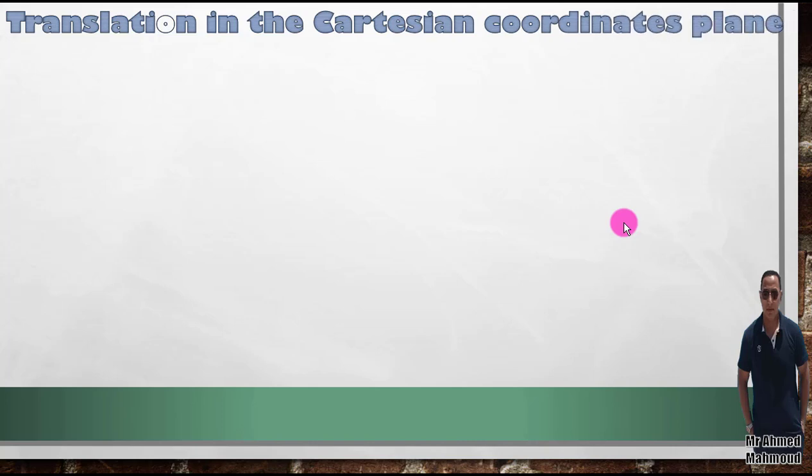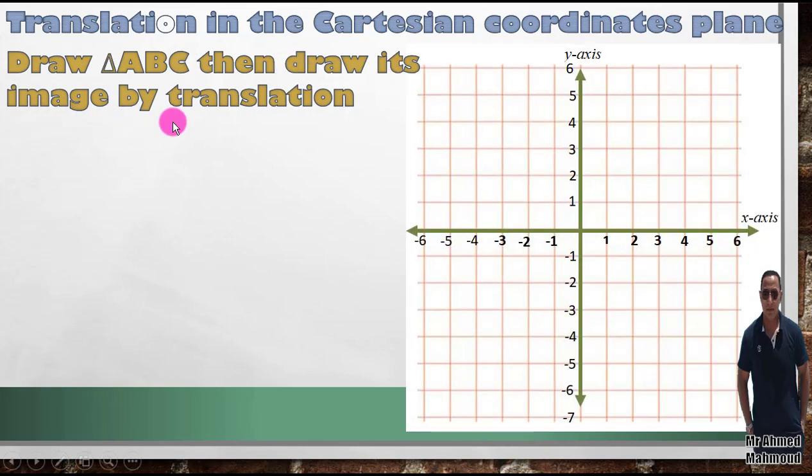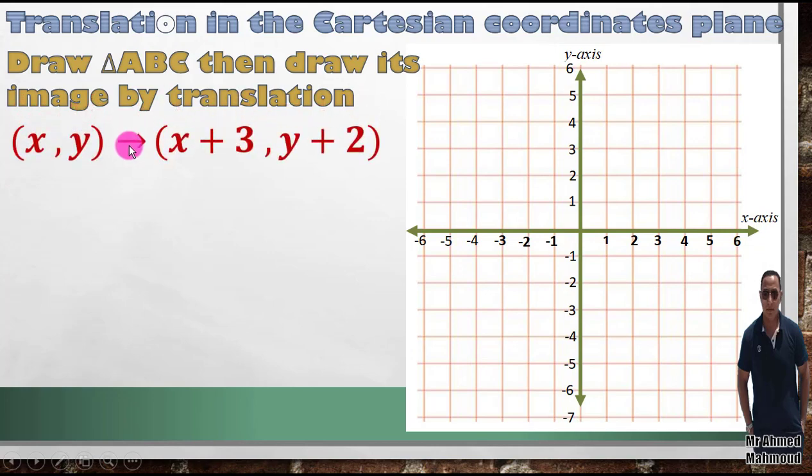Translation in the Cartesian coordinate. This is the first thing I'm going to explain. If it asks me to draw triangle ABC, then draw its image by translation from (x, y) to (x + 3, y + 2), where A equals (-1, 4), B equals (-1, 1), C equals (-3, 1).